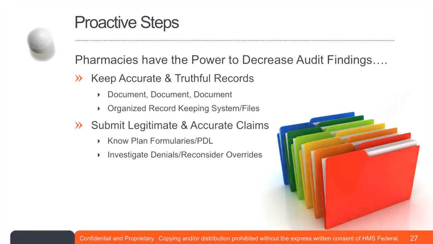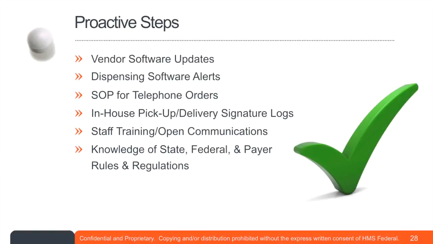Some more proactive steps. I have here vendor software updates, dispensing software alerts, standard operating procedure for telephone orders, in-house pickup and delivery signature logs, staff training, open communications, and knowledge of state, federal, and payer rules and regulations. So in a nutshell, the vendor software updates are there to have the vendor help you with updates is what I'm saying with this.